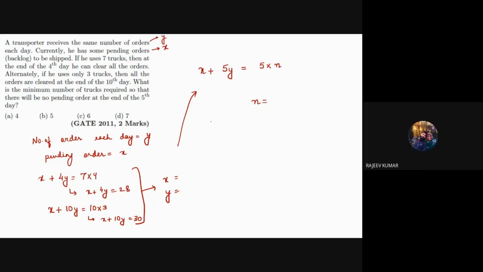Okay, so I got the answer. N is equal to 6. What is the value of x and y that you are getting? y is equal to 1 by 3, x is equal to 80 by 3. Once you substitute these values, you will get some answer in points, like 5.6 something, which is not possible because the number of trucks cannot be in points, so it will become 6. So your correct answer will be 6.